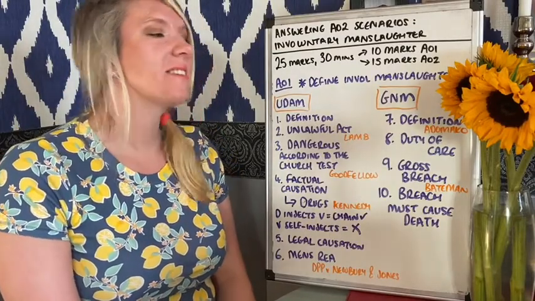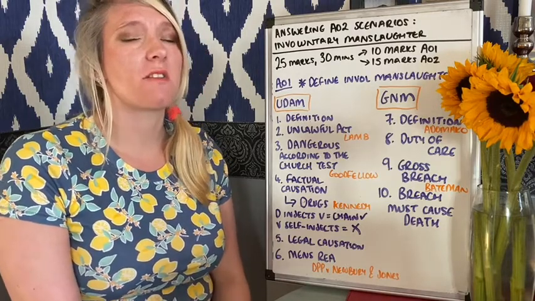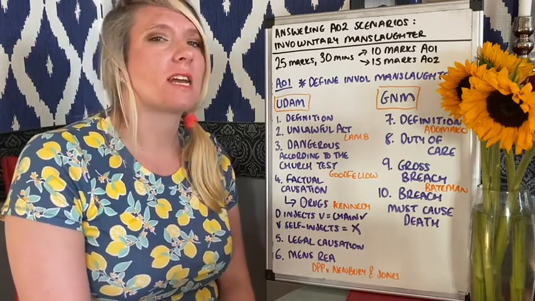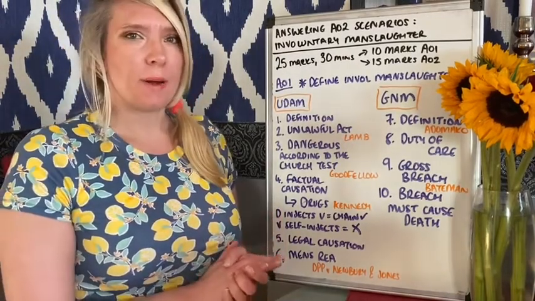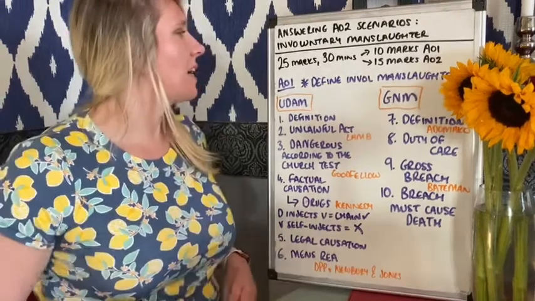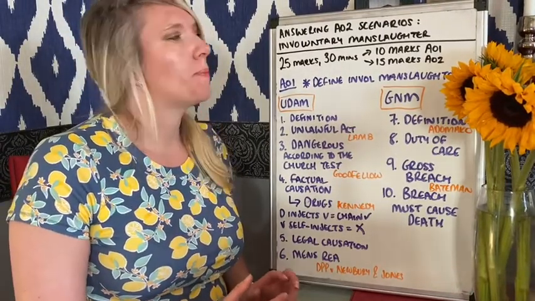Hi, I would like us to go through answering an AO2 criminal law scenario question that focuses on involuntary manslaughter. So as a reminder, what you need to do in the exam is achieve 25 marks and you have about 30 minutes to do that.